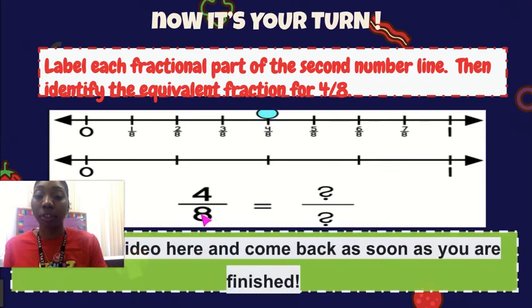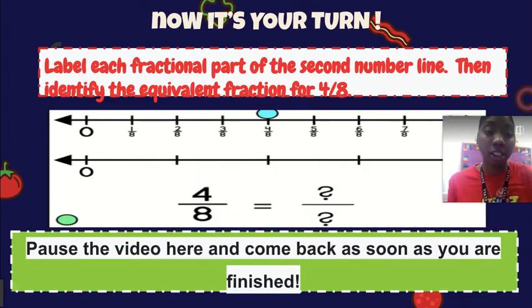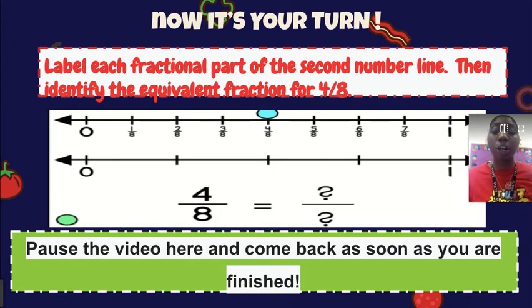So I want you to pause the video here, and let me just move over so we can see our directions. So now I would like for you to pause the video here, and I want you to try to do two things. You're going to label each fractional part of the second number line, and then you're going to identify the equivalent fraction for 4/8, or the part of the number line that has the blue circle. And then when you come back, I'm going to show you another problem. And then at the end of our video, I will show you the answer so we can check our work, okay? Great.